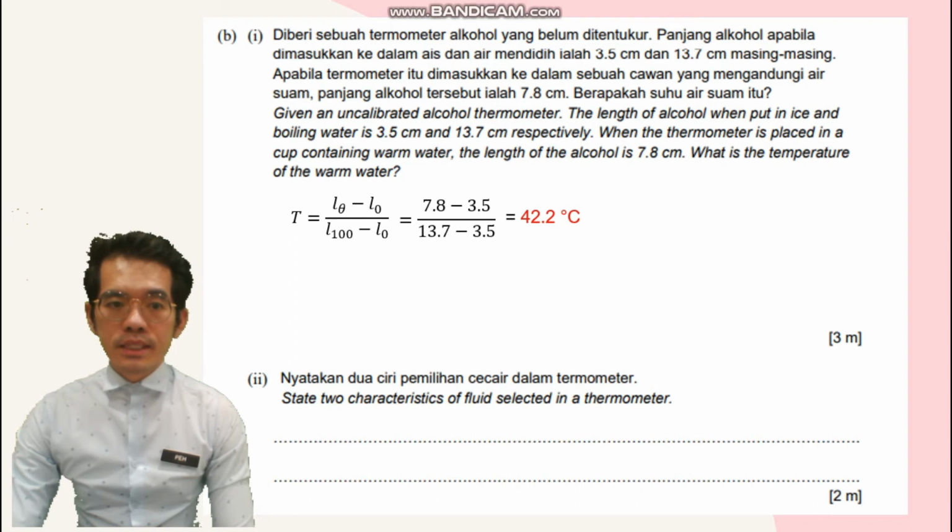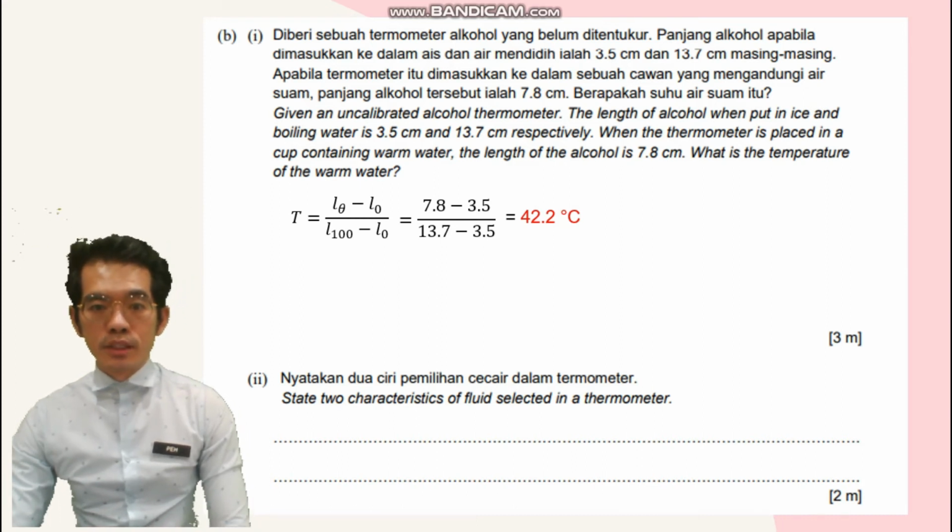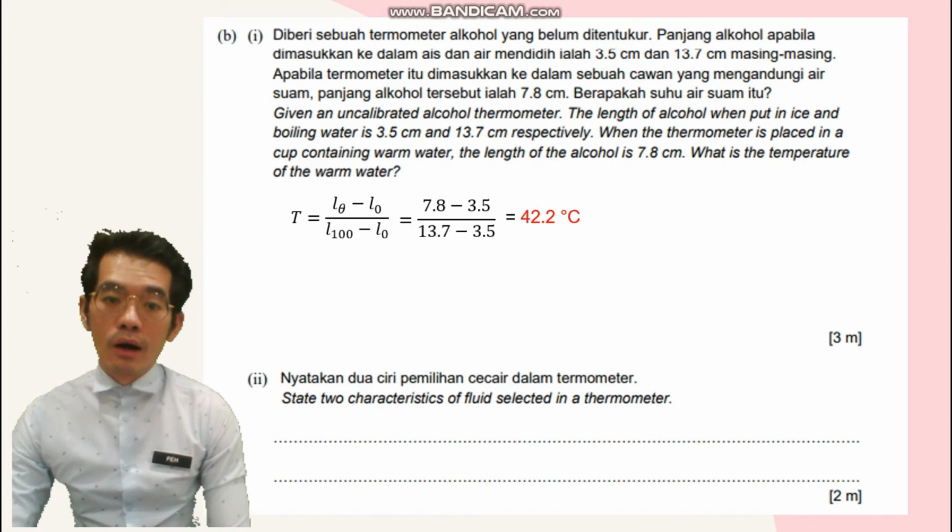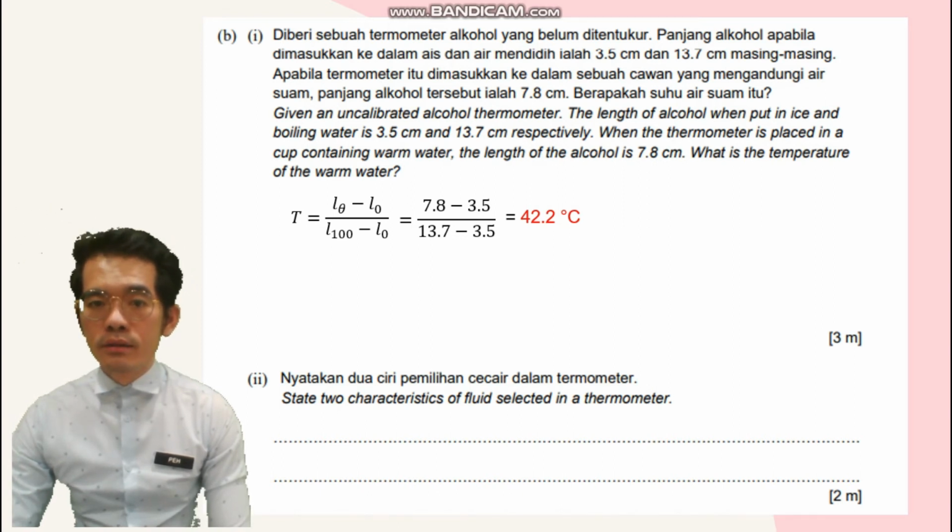Question B2. State 2 characteristics of the fluid selected in a thermometer. So the fluid selected must be mercury or alcohol. Both of the liquids have a higher boiling point.